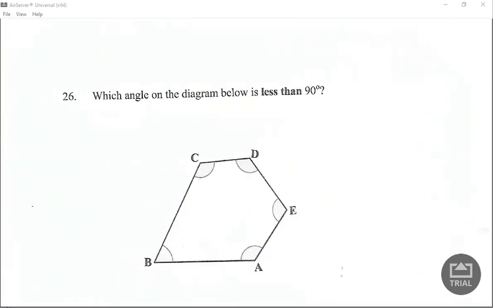Which angle on the diagram below is less than 90 degrees? And of course, we can observe, remember, a 90-degree shape like this. Not so straight, but sorry about that. So that means this one would be acute, because this would be 90. So B would be less than 90 degrees.